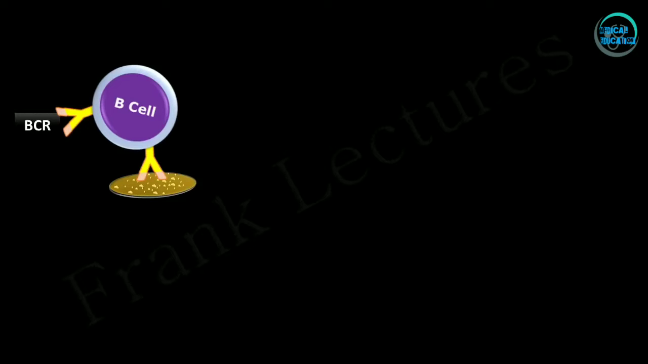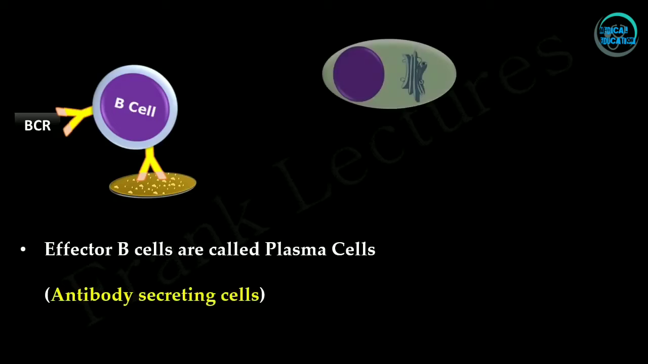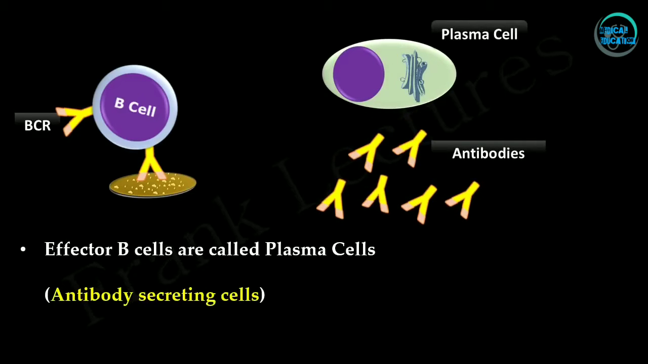Once activated, these B cells proliferate and differentiate into effector B cells and memory B cells. Effector B cells are known as plasma cells, which are antibody-secreting cells. They produce and secrete antibodies specific to the antigen recognized by the B cell.